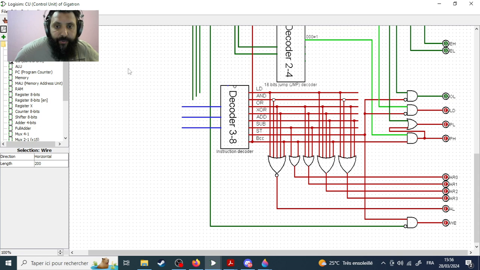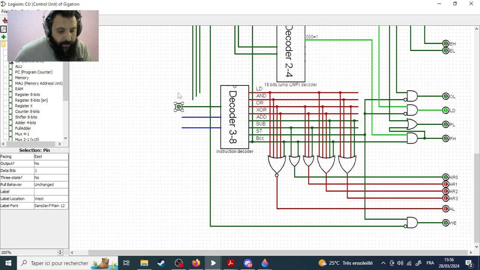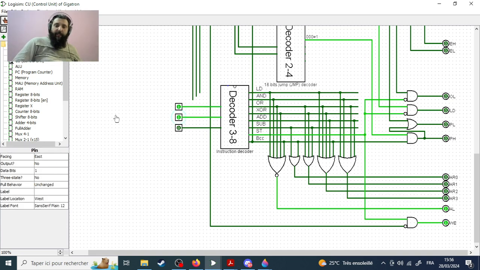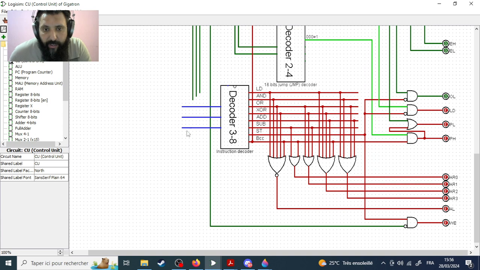Okay, what is this instruction? Can anyone tell me, directly from the diagram, from Logisim? ST, very good. How did you know that? Because ST is activated. It's very simple. ST is lighter green, is activated. That means this is the instruction with code 6. And this is the same for the other instructions.